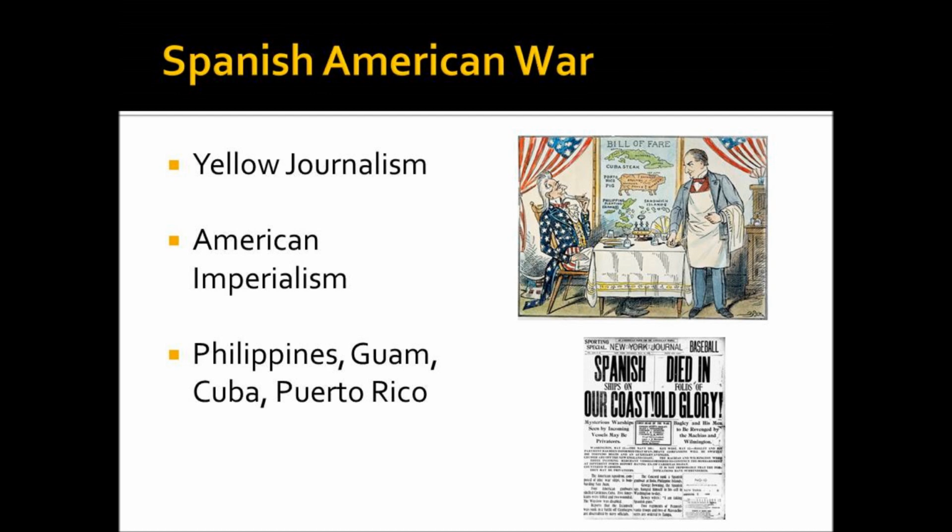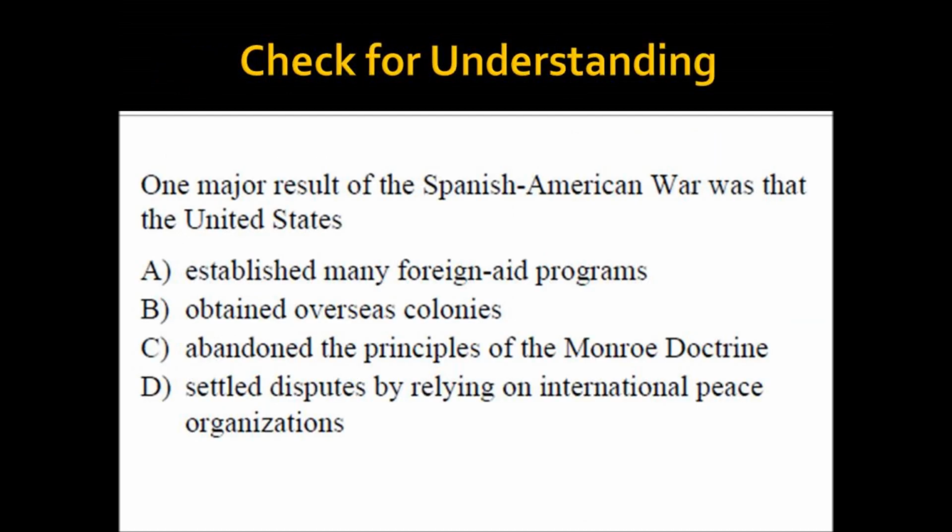If we look at our check for understanding for that, one major result of the Spanish-American War was that the United States, A, established many foreign aid programs, B, obtained overseas colonies, C, abandoned the principles of the Monroe Doctrine, or D, settled disputes by relying on international peace organizations. And we'll talk about that tomorrow. The next one to talk about is World War One.